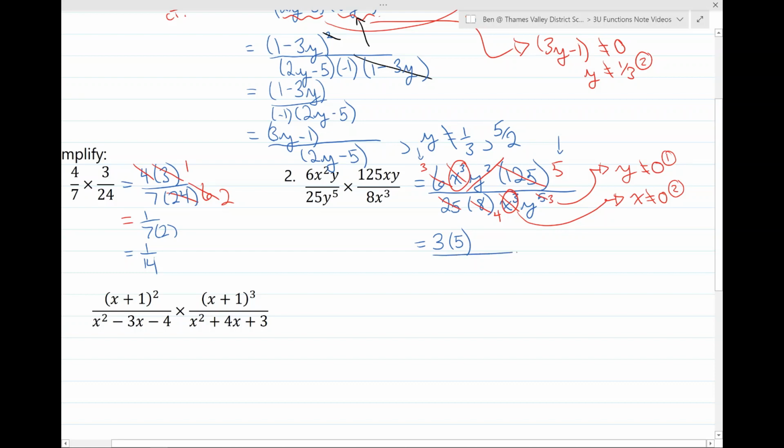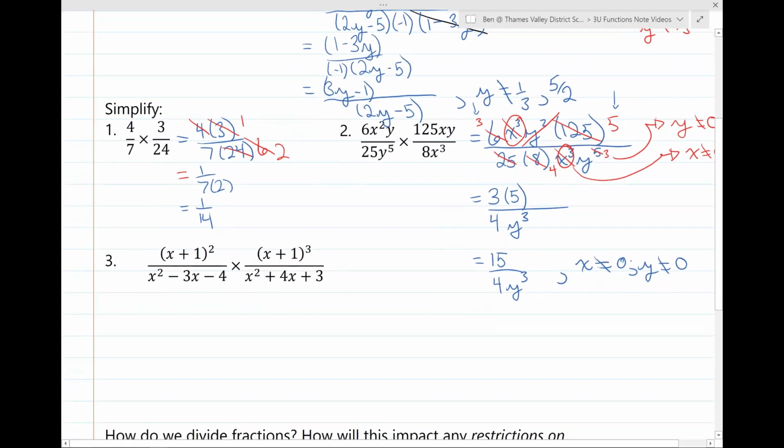Then I look at my denominator. I have a 4 here and a y cubed. Well, I can just rearrange this or follow through with the multiplication here. That's 15 divided by 4y cubed is how I'm left. If this is my final answer, I need to restate my restriction. So x cannot equal 0 and y cannot equal 0. Perfect. Now we'll move forward even further. We'll take it one step further.